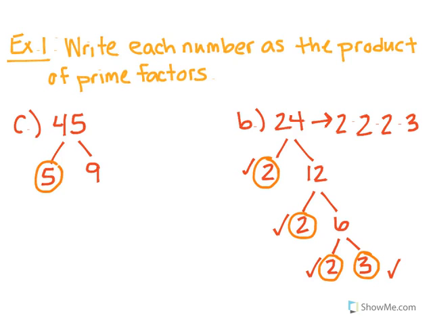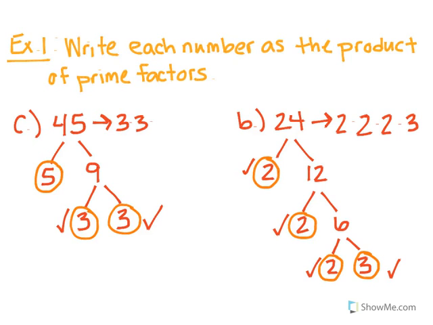5 is prime. This part of my branch is done. 9 becomes 3 and 3. Now both of those are prime. So I am done with my factor tree. So in order from least to greatest, I've got 2 3's that I need. So 3 times 3 and then times 5.